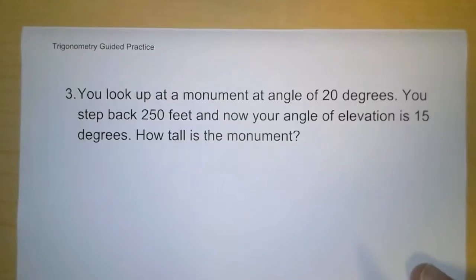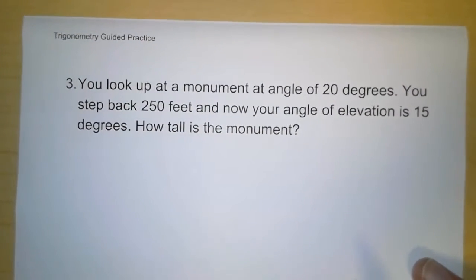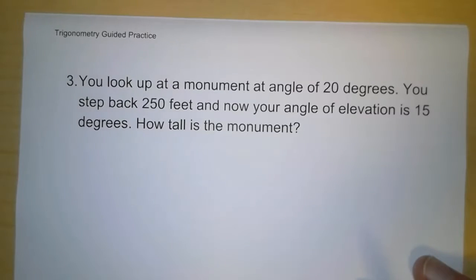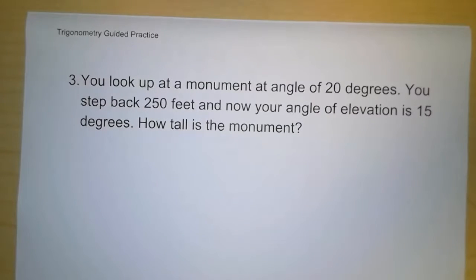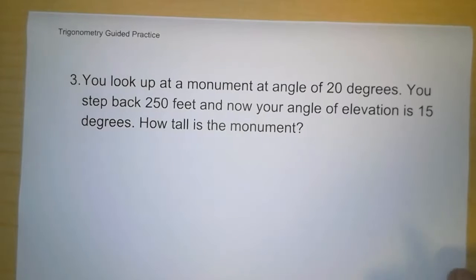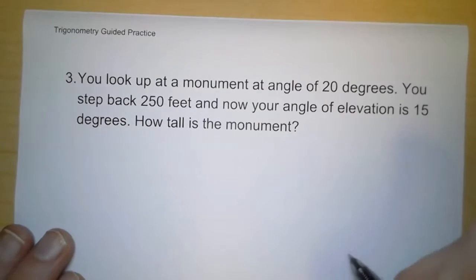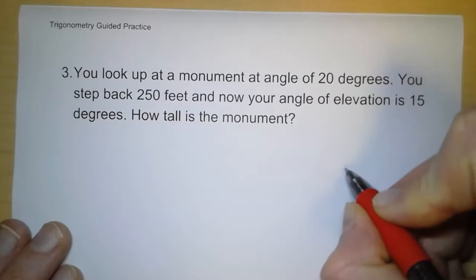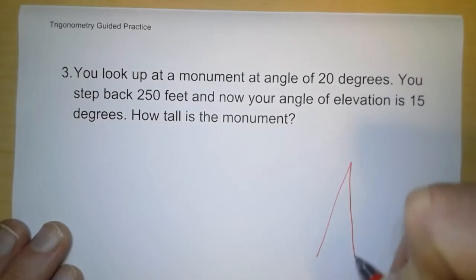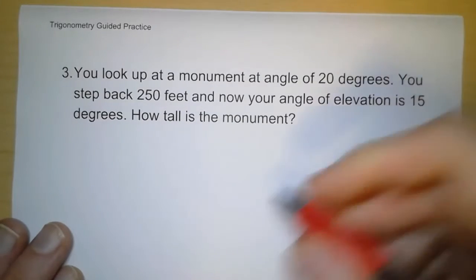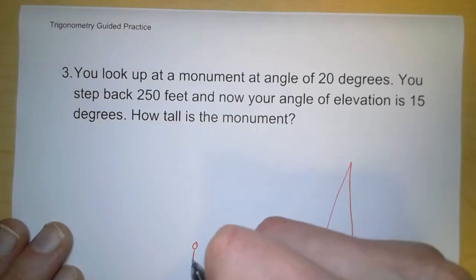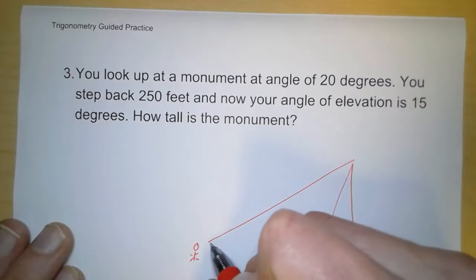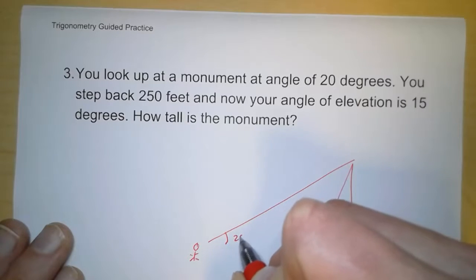So here, we say that we look up at a monument at an angle of 20 degrees. We step back 250 feet, and now our angle of elevation is 15 degrees. So the question is, how tall is the monument? So over here, we have some kind of monument. So some kind of tower, I suppose. And so we're down here looking up at it, and we're looking up at an angle of 20 degrees.